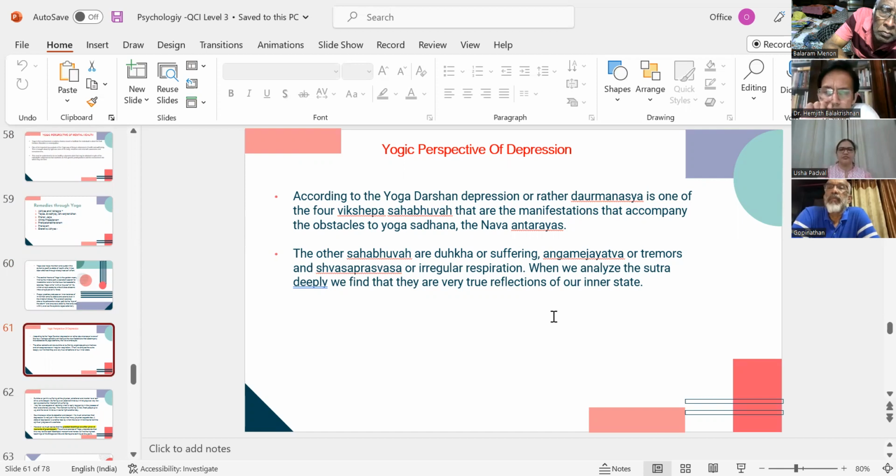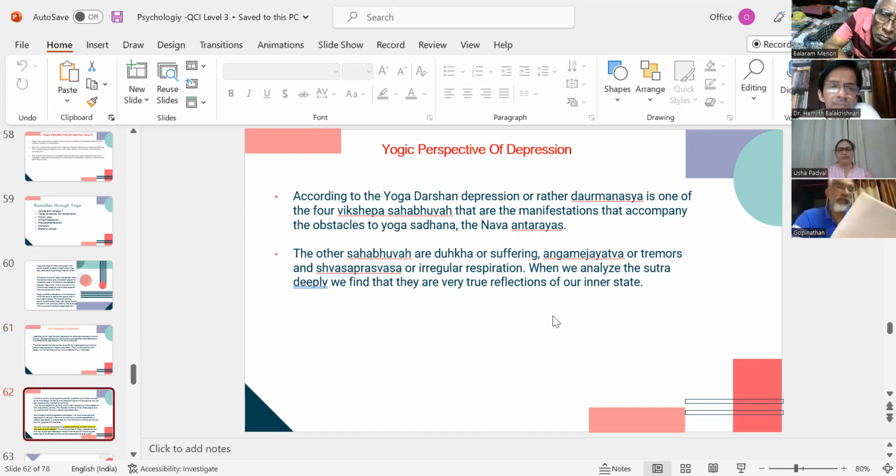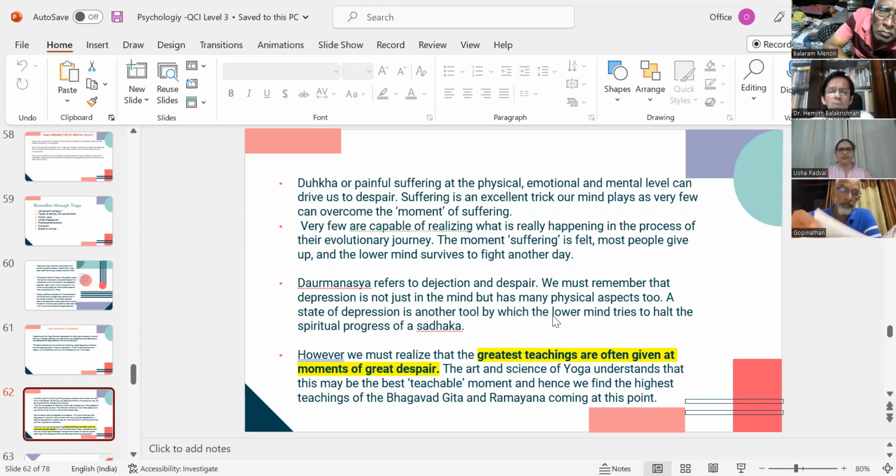When we analyze the sutra deeply, we find that they are true reflections of our inner state. Dukkha or painful suffering at the physical, emotional, and mental level can drive us to despair. Suffering is an excellent trick our mind plays, as very few can overcome the moment of suffering. Very few people are capable of realizing what is really happening in the process of their evolutionary journey. The moment suffering is felt, most people give up and the lower mind survives to fight another day.